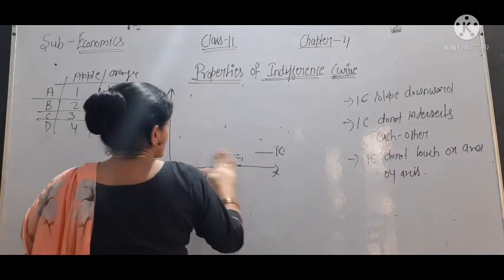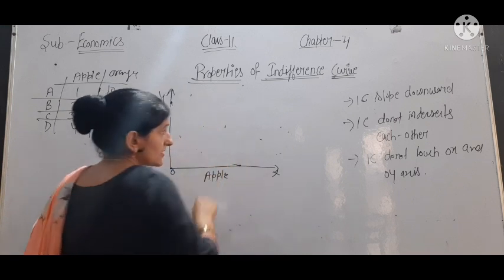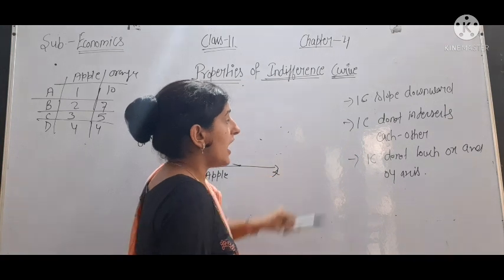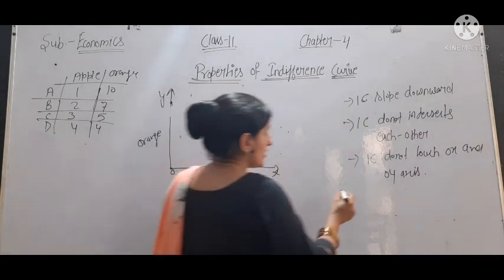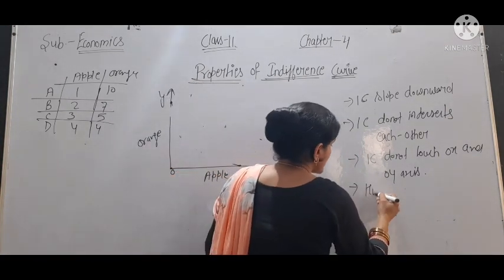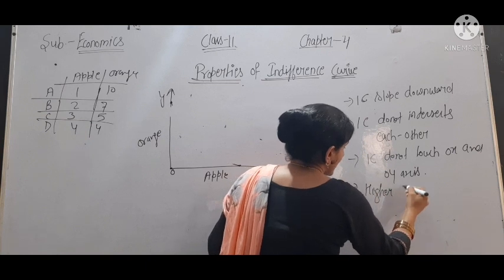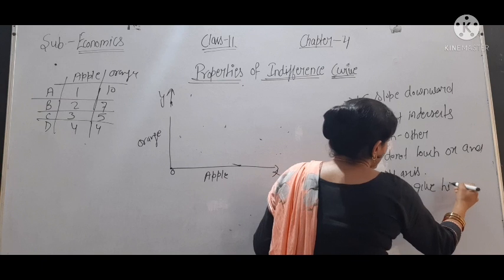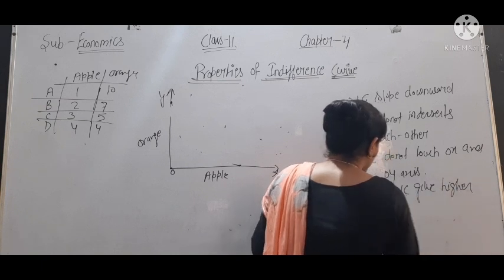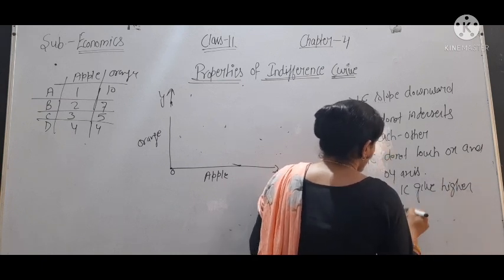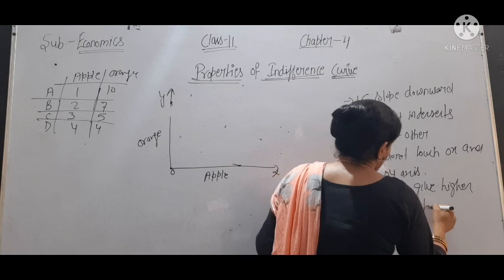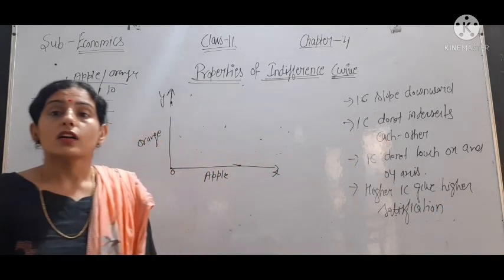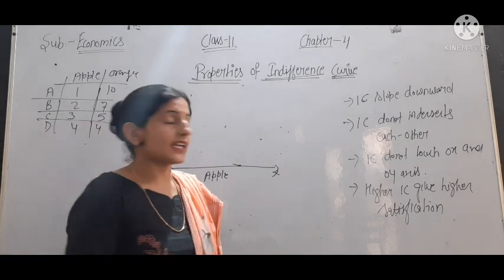Next, our property is, we have discussed the downward sloping, do not intersect, IC do not touch OX axis and OY axis. Then higher IC gave higher satisfaction. Okay, higher satisfaction. Next property is, higher indifference curve give higher level of satisfaction.